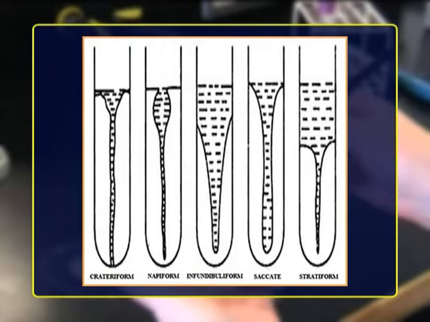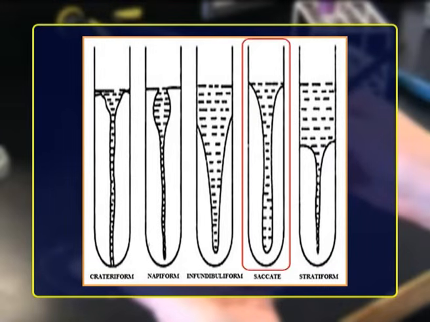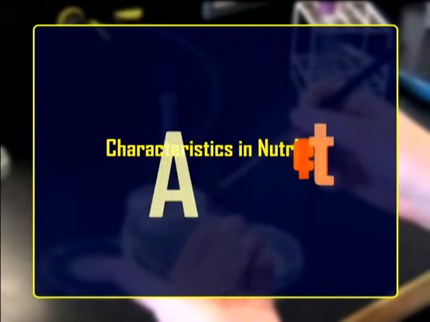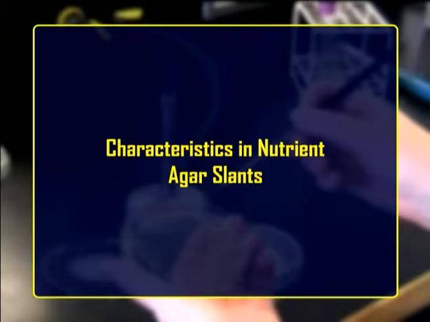Infundibuliform, a cultural characteristic of nutrient gelatin, funnel-shaped. Now saccate, a cultural characteristic of nutrient gelatin with an elongated tubular shape. Now stratiform: complete liquefaction of the upper half of the medium. Now characteristics in nutrient agar slants.